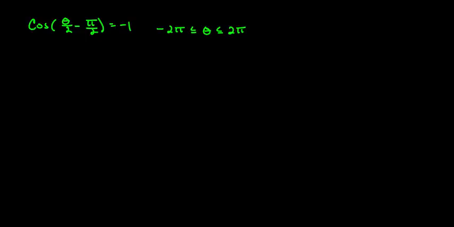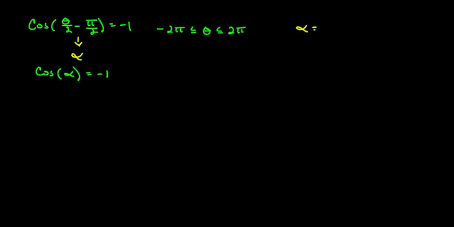For problem number 6, we're going to find all angles between negative pi over 2 and pi over 2, such that the cosine of theta over 2 minus pi over 2 is equal to negative 1. So basically we want to find all solutions. What we're going to do is make a substitution here. I'm going to call this alpha. So what I'm looking for is when the cosine of alpha is equal to negative 1.